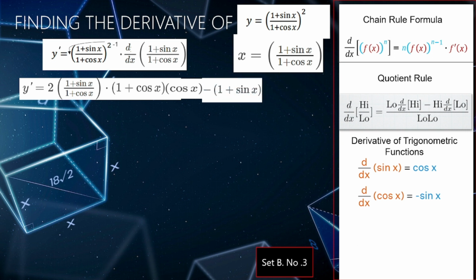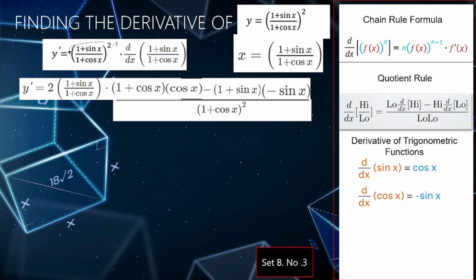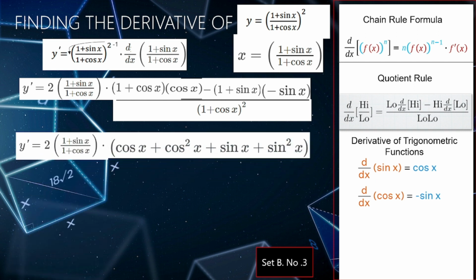Then minus 1 plus sin x, since we just copy the high from the quotient rule. And then the derivative of the low, which is 1 plus cos x. The derivative of 1 is 0. Therefore, the derivative of cos x is negative sin x, over the quantity 1 plus cos x, squared. Cos x plus cos squared x plus sin squared x is the result of the multiplication of the given above.